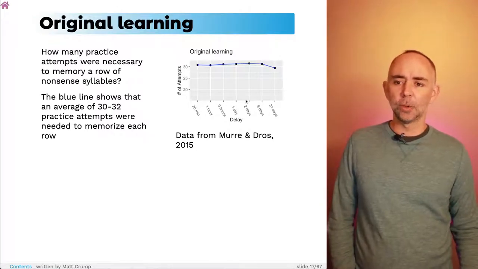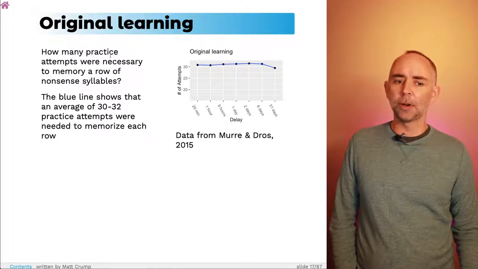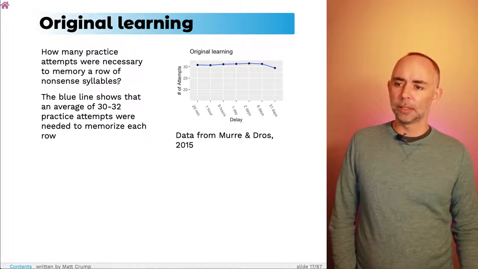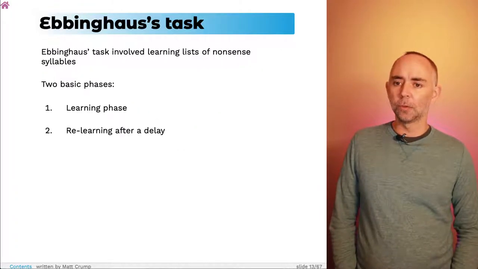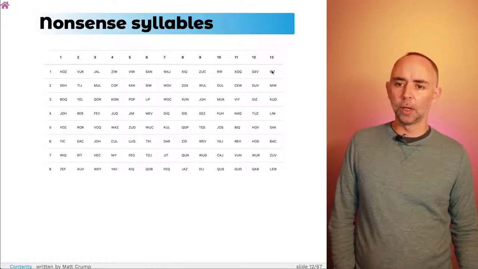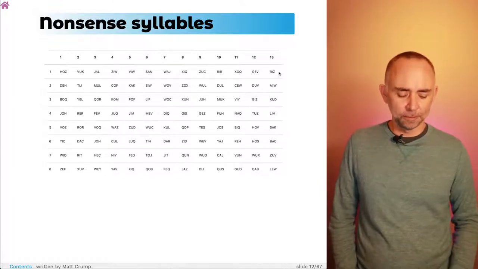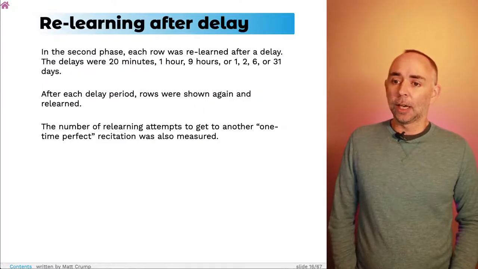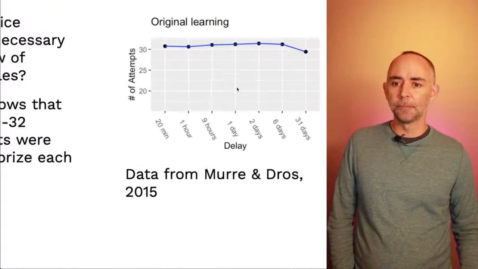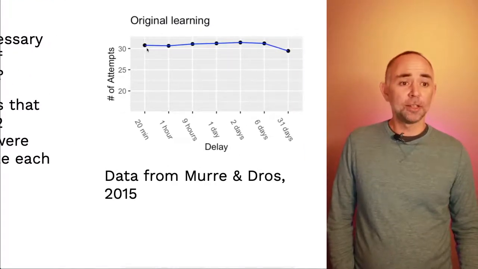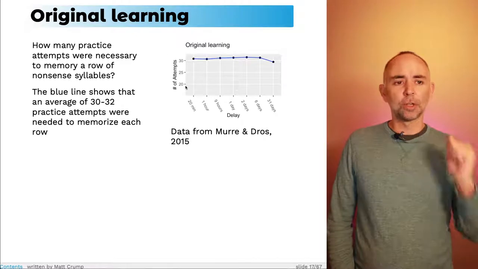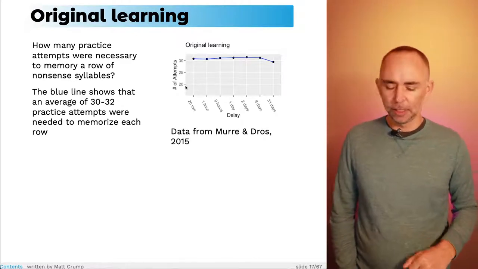So here we have some data showing original learning. The question here is, how many practice attempts were necessary to memorize a row of nonsense syllables? So you might be wondering, if you were trying to look at these things here, how many times would you have to recite these 13 things in row one in order for you to do it one time perfect from memory? Here's how long this person took, about 30 times. Okay, if we see the number of attempts here, it was about 30 times. So that's a lot of practice. You have to say that thing 30 times before you could do it one time perfect. So it took 30 attempts to memorize each row.